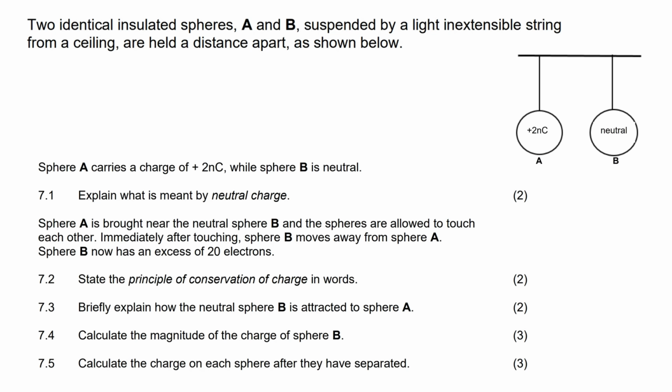Two identical insulated spheres, A and B, suspended by a light string from a ceiling, are held a distance apart as shown below. Sphere A carries a charge of 2 nanocoulombs, whereas sphere B is neutral. First question, what is meant by neutral?